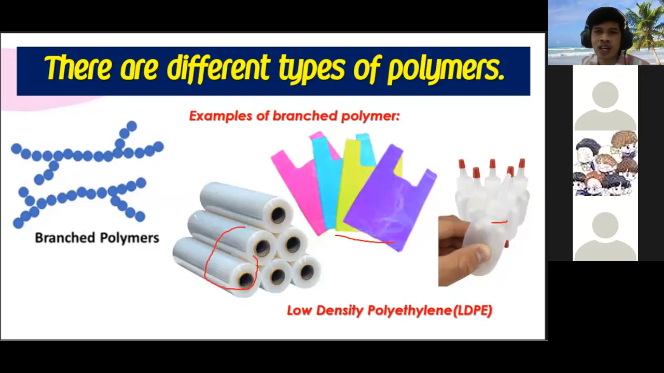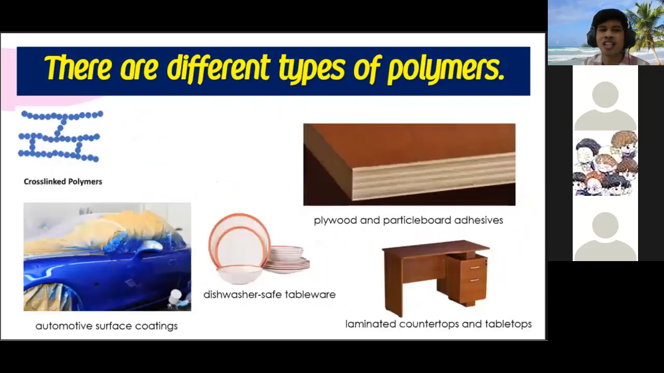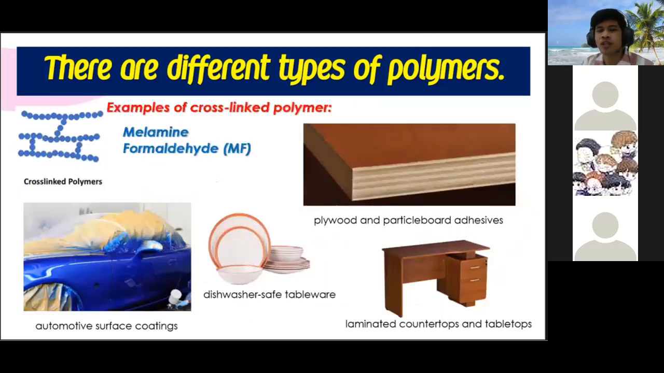Next, we have cross-link polymer. An example is melamine formaldehyde, used in plywood and particle board adhesive, laminated countertops and tabletops, dishwasher safe tableware, and automotive surface coatings. These are examples of cross-link polymer. So these are the three types of structures of polymers.